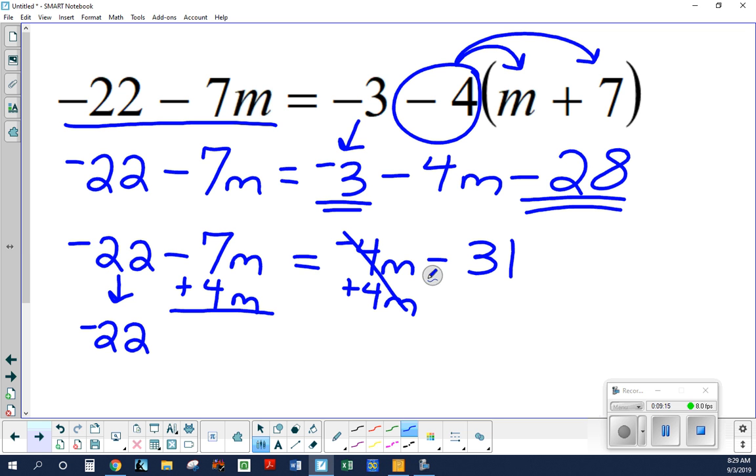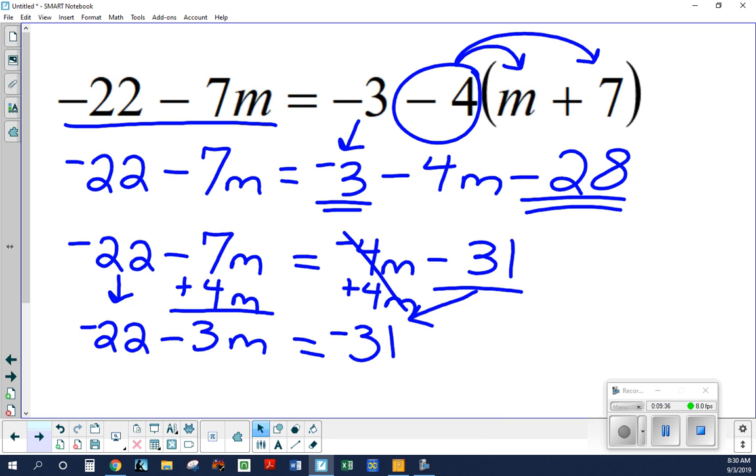So I have a negative 7m plus a positive 4m is a negative 3m. On the right side, the 4m's canceled. The only thing left is this negative 31. Don't forget that it's a negative 31 because it has a minus sign in front of it. Whatever symbol's in front of a number stays with it. Okay, and now I can start solving like normal.